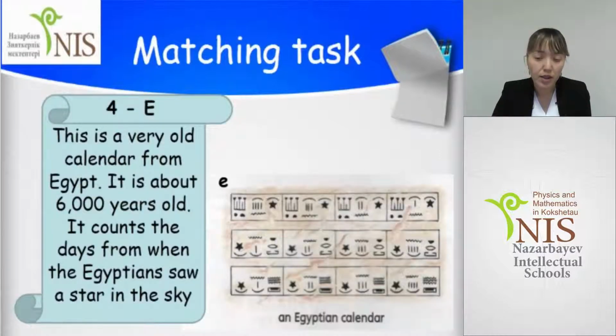The fourth one is an Egyptian calendar. This is a very old calendar from Egypt. It is about 6,000 years old. It counts the days from when the Egyptians saw a star in the sky.